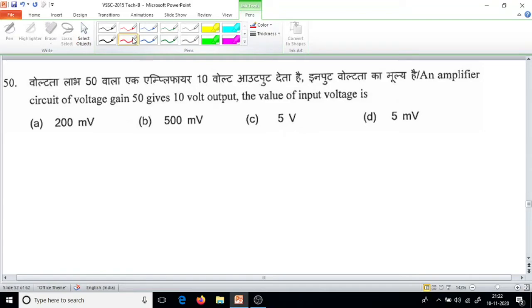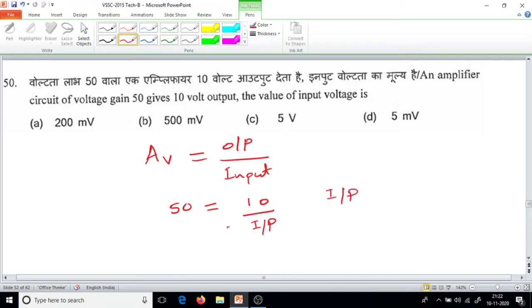Question number 50. An amplifier circuit of voltage gain 50 gives 10 volt output. What is the input? Voltage gain AV equals output by input. Here, voltage gain is given as 50, and output is 10 volt. We want to know the input, so this is what we have to find.